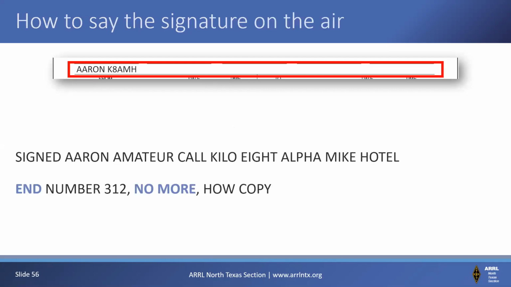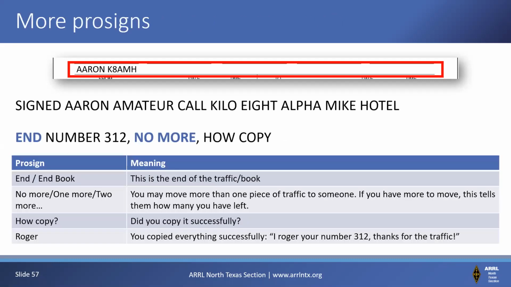This is how I would finish this message on the air. I would say signed. So I've read the text, I break, the other station says go ahead. I would say signed, Aaron, amateur call, Kilo 8, Alpha Mike Hotel, end number 312, no more, how copy. So end means that's the end of the radiogram. Book traffic we'll talk about in a second. No more is just how many you have left to relay to that station.